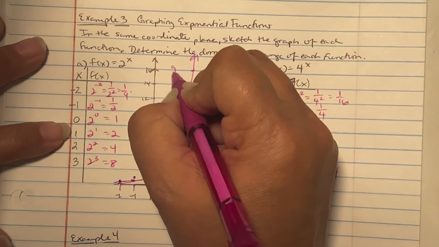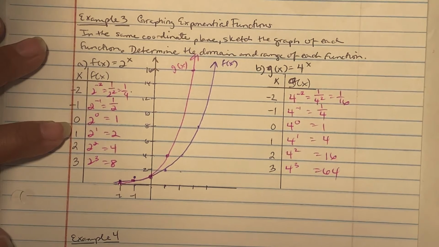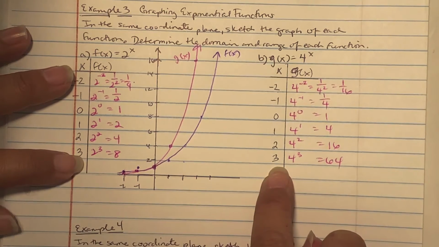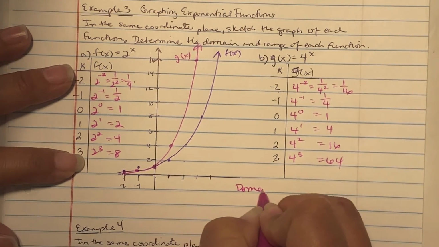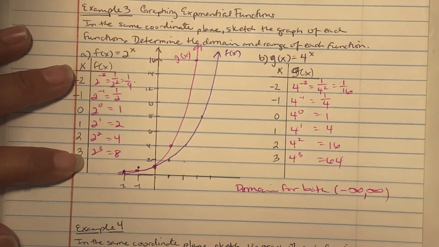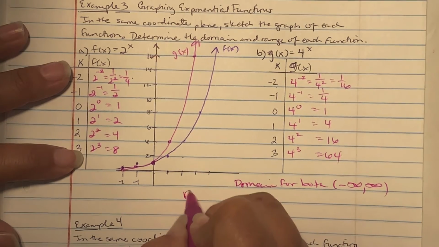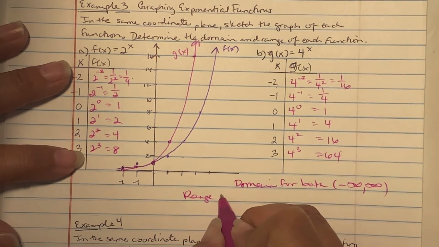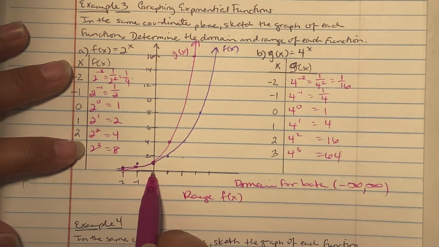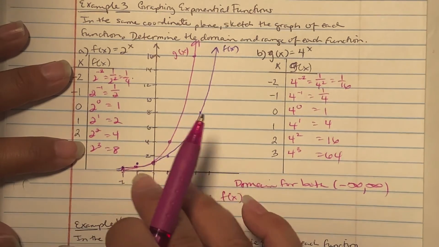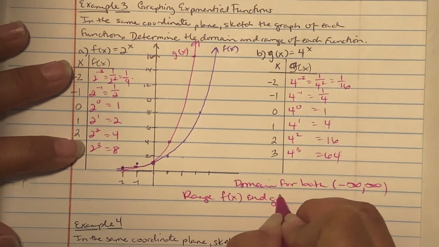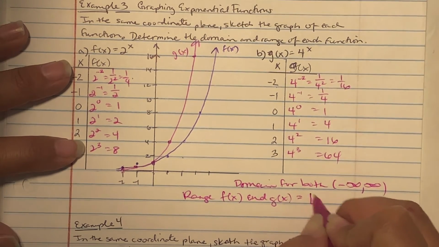So I want us to determine the domain and range. Notice that all the x values are going from negative to positive. So the domain for both is -infinity to +infinity. The range for f of x is going to start from 0. Notice that both graphs did not drop below 0. So for both f of x and g of x, it's going to be from 0 to infinity.